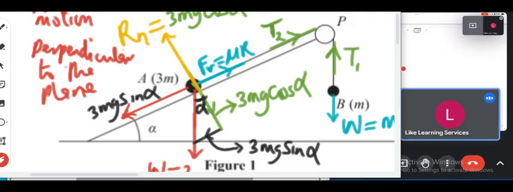Okay, so let's write the equation. So it will be 3 mg sine alpha positive minus frictional force minus tension equals resultant force.